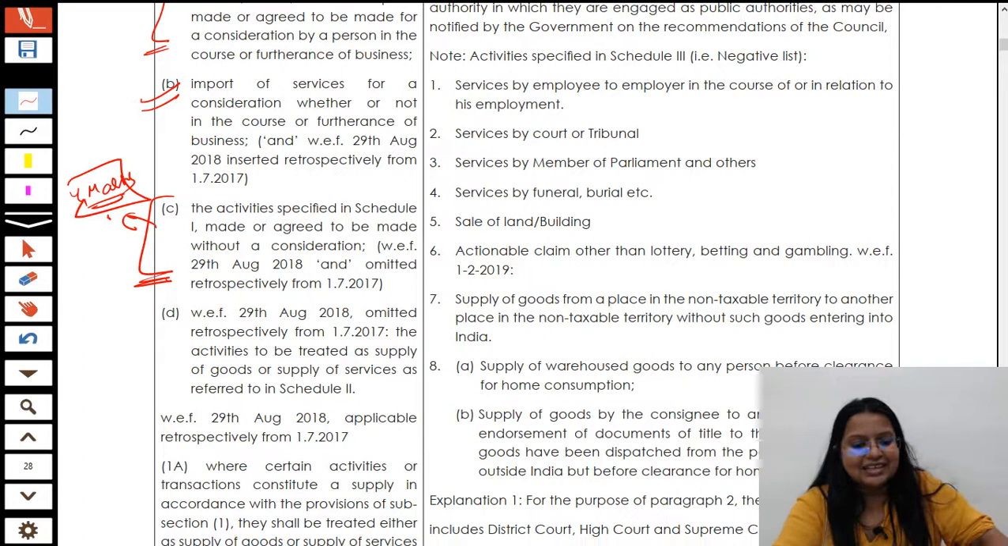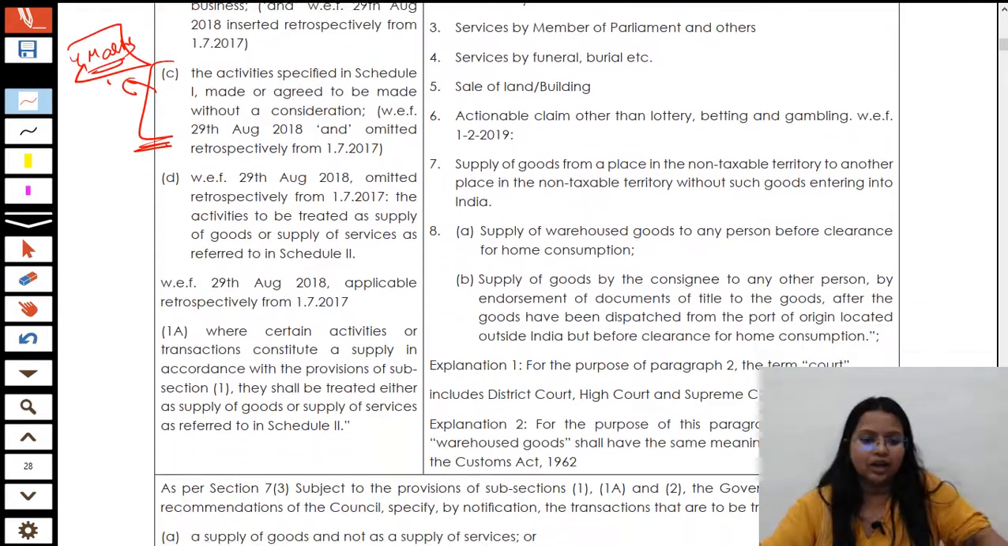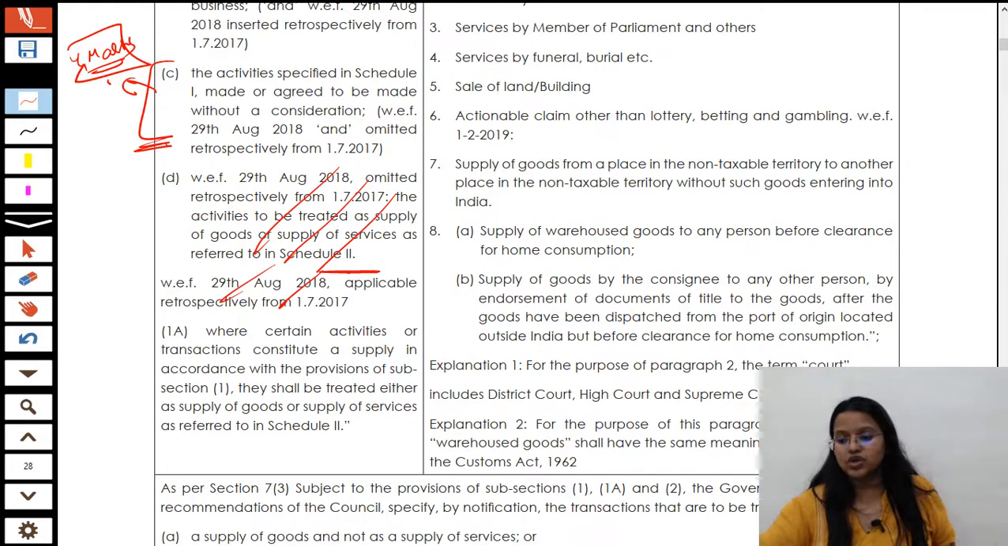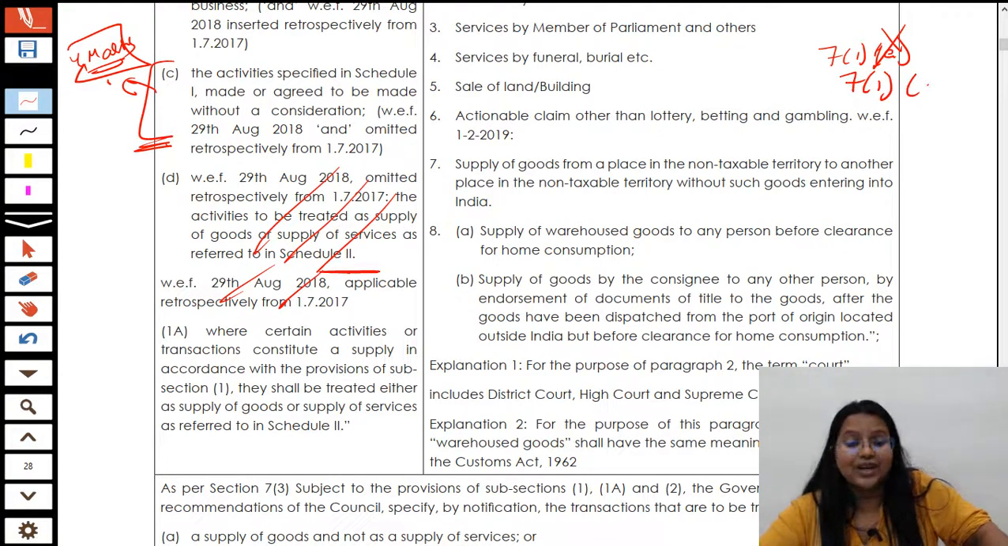Okay, now there is clause number D, section 7 subsection 1 clause D. Clause D has been omitted now, so you can just cut it out here. Okay, it has been omitted. Yes student, actually what happened is that instead of section 7 subsection 1 clause D, they have removed this clause and inserted a new clause, that is section 7 subsection 1 clause number 1A. Okay, they have introduced this point.